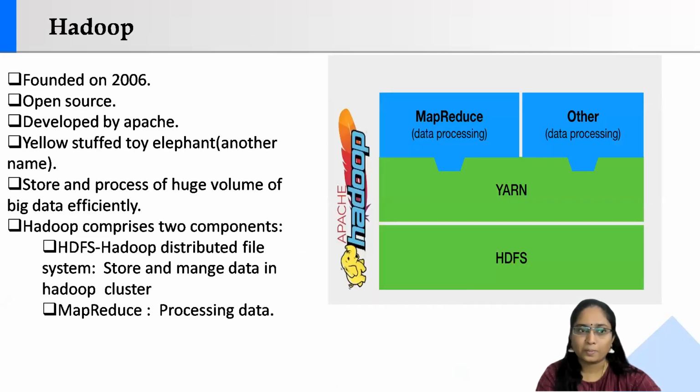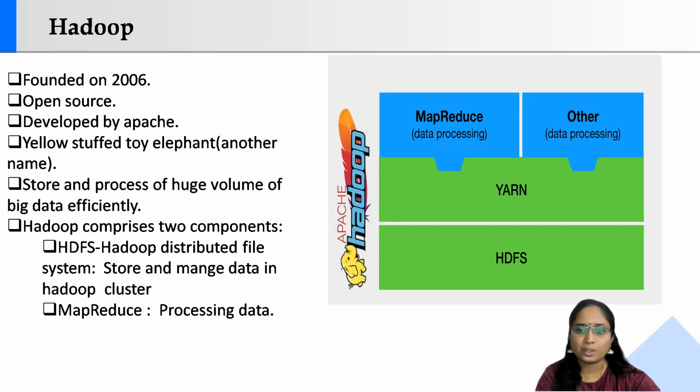So what is Hadoop? I already told that Hadoop has two kinds of components. One is HDFS, that is Hadoop Distributed File System, and another one is MapReduce. So what is HDFS? It's mainly for storing and managing the data in a Hadoop cluster. Once the data is stored, it is processed by the MapReduce concept.